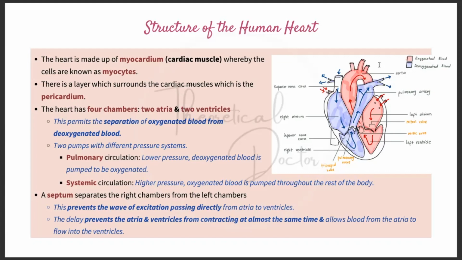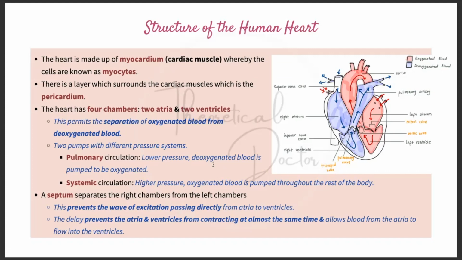And the systemic circulation is when blood flows back from the lungs into the left atrium, and then from the left atrium to the left ventricle, from the left ventricle into the aorta and throughout the whole body. So that's the systemic circulation. Now what's the difference between pulmonary and systemic circulation? For pulmonary circulation, the pressure is lower because deoxygenated blood is pumped into the lungs to be oxygenated. Whereas in the systemic circulation, higher pressure is needed because oxygenated blood is pumped throughout the rest of the body.